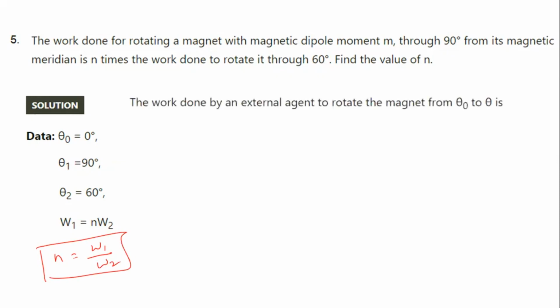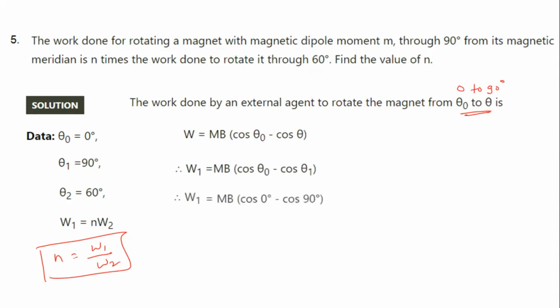Now you can see here, the work done by an external agent to rotate from theta 0 to theta, meaning 0 degrees to 90 degrees, is given by this formula. In that formula, theta 0 is 0 and theta 1 is 90. By substituting this, cos 0 is 1 and cos 90 is 0, so this gets cancelled. So we get MB. This is the work done.